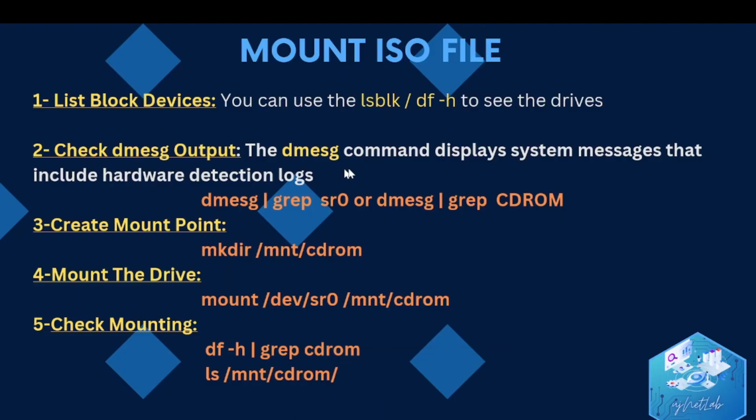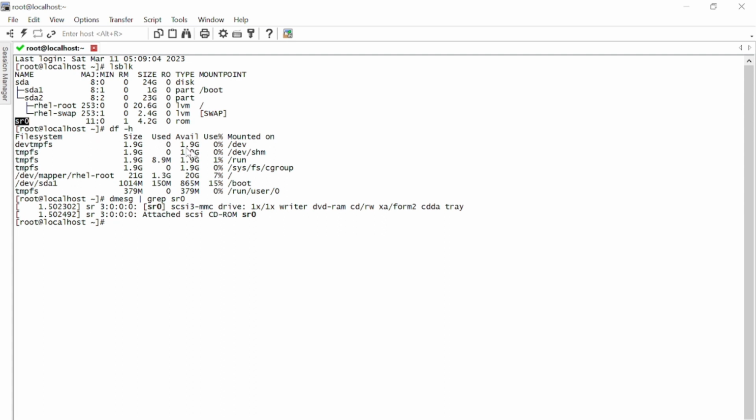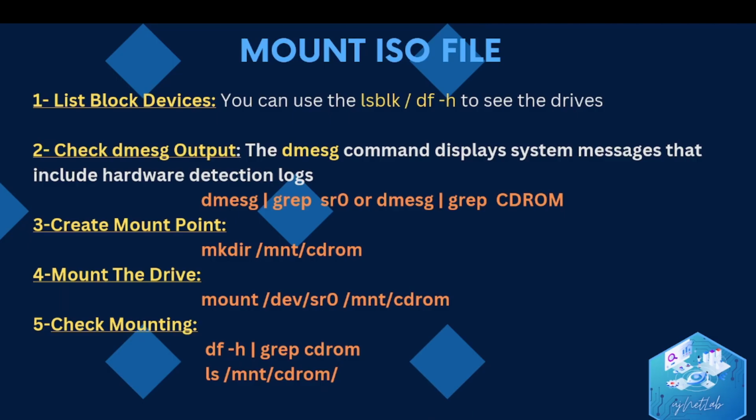Now what I can also do is check the output from the message, grep, and I will grep what? I can grep the CD-ROM, or I can grep the name of the device. What is the name of the device? SR0. And you see it is attached to this one. All right. What is the next step?